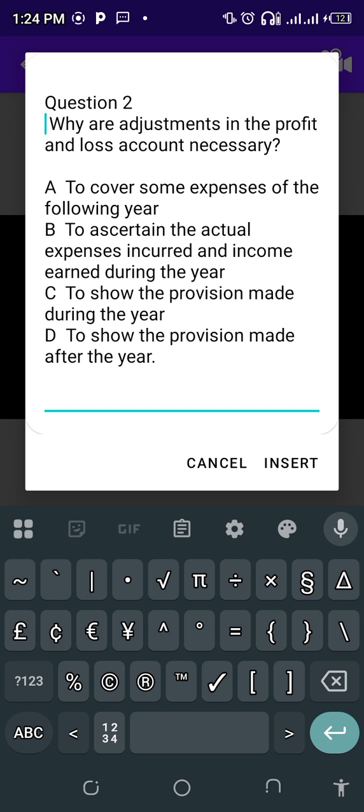Adjustment ensures the accrual concept is applied so that income and expenses relate to the correct accounting period. So the right option there is option B, to ascertain the actual expenses incurred and income earned during the period. So option B is the correct option.